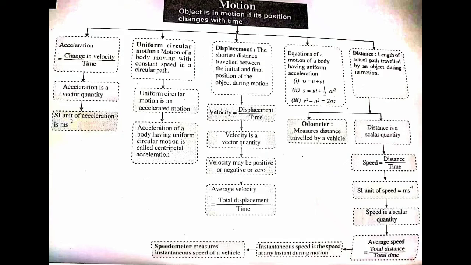Average speed is given by the formula total distance traveled by total time taken. What do we mean by instantaneous speed? Instantaneous speed is the speed at any instant during the motion of the body. And the speedometer measures the instantaneous speed of a vehicle. So this was all about what we have studied in this unit, motion.